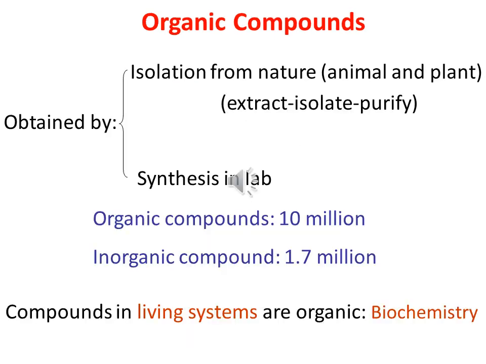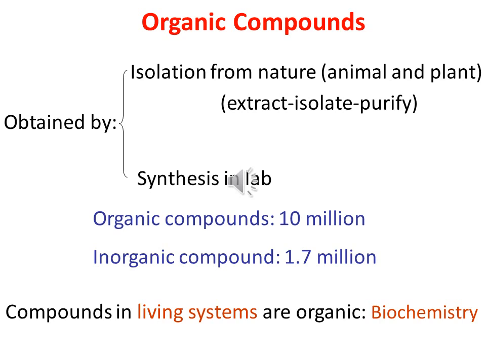If we talk about organic compounds, then the first question that comes to our mind is how organic compounds are isolated or prepared. There are two methods by which organic compounds can be obtained. The first method is based upon natural resources, that is the isolation of organic compounds from natural resources, from animal and plant resources. You can isolate and purify millions of organic compounds from animal and plant resources. The second option is the synthesis of organic compounds in the laboratory.